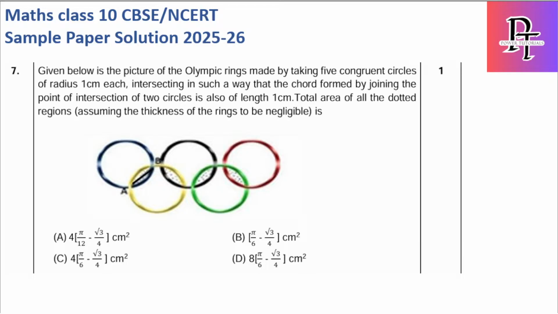It is saying that given below is a picture of Olympic rings made by taking 5 congruent circles of radius 1 centimeter each, intersecting in such a way that the chord formed by joining the points of intersection of 2 circles is also of length 1. So the chord length is 1 and the radius is also 1, so the triangle formed here is an equilateral triangle. Find the total length of the dotted regions, assuming the thickness of the rings to be negligible. The dotted is this part. These 4 dotted areas are present, so we need to find that complete dotted length. For this, I will take a single circle first.